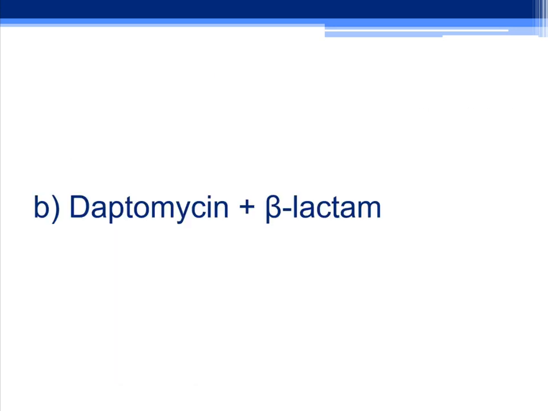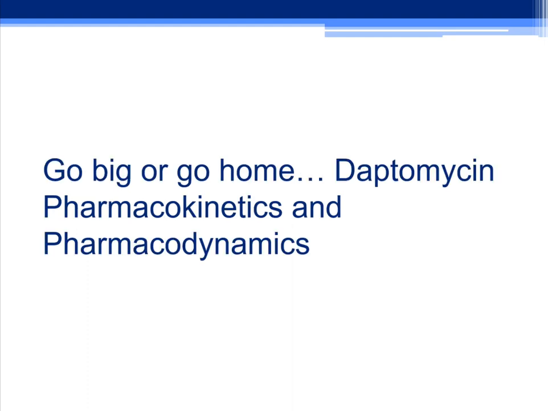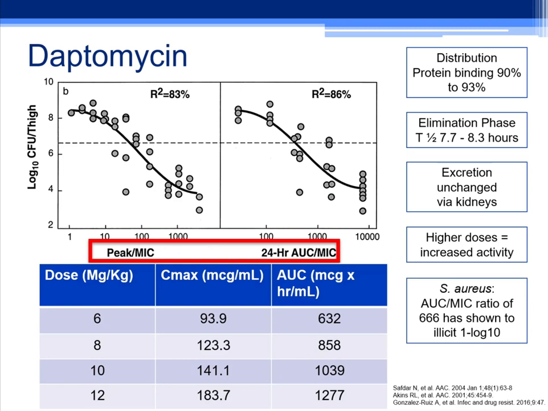So the next combination we'll hop to is dapto plus a beta-lactam, which I know has been a little bit more prominent evidence as of late, particularly with one particular beta-lactam. So looking at the daptomycin PK/PD, you can always remember, go big or go home. It has a two-pronged way of looking at its pharmacokinetic parameter. So it actually has a peak MIC and AUC over MIC that potentiates asexual killing.